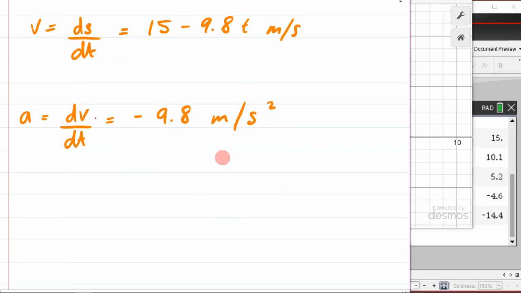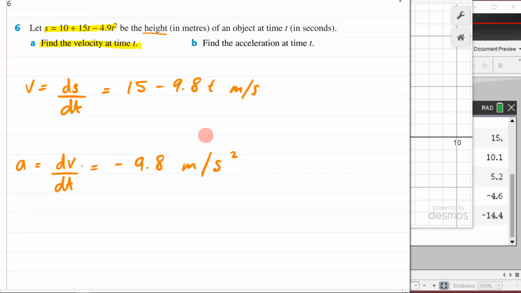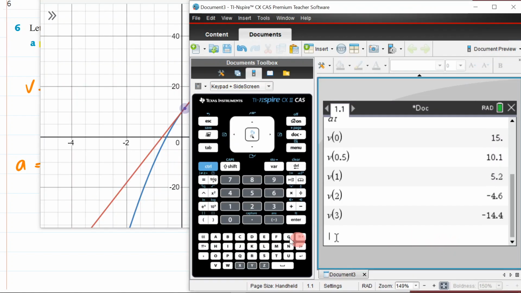Hopefully that makes sense. I imagine that some people might find that idea a bit tricky, but hopefully as I've walked through it here, shown you a bit of Desmos and a bit of CAS, it's made it a bit more sensible.